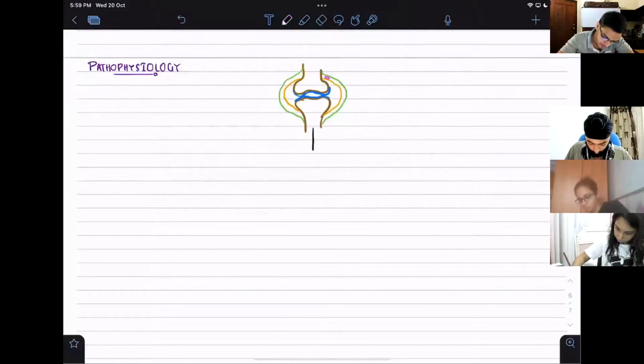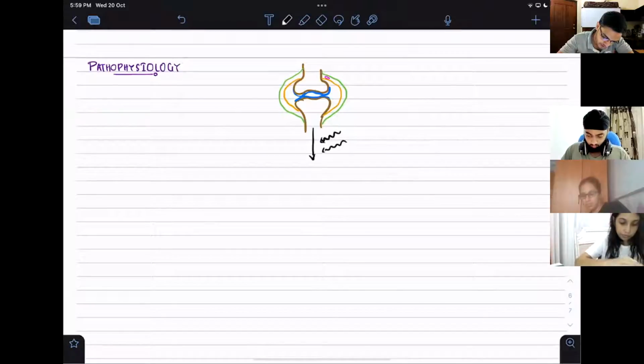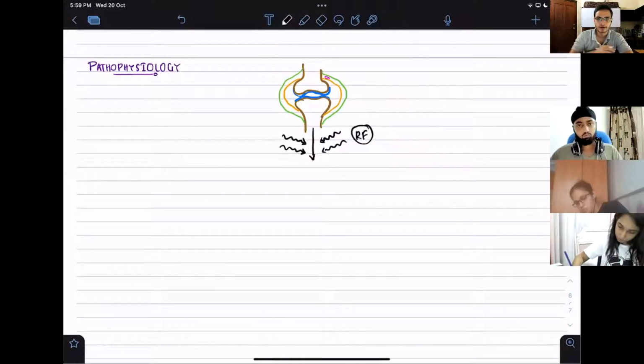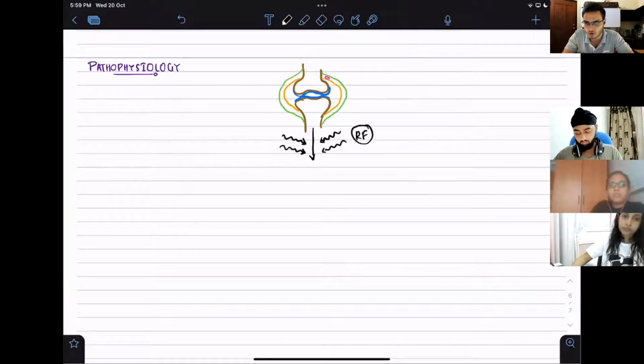So what can happen? The risk factors that we talked about can be affecting this normal joint. We cannot isolate and say which one exactly, but a multitude of risk factors, especially since this is a chronic progressive disease, a multitude of long lasting risk factors can come into play here.